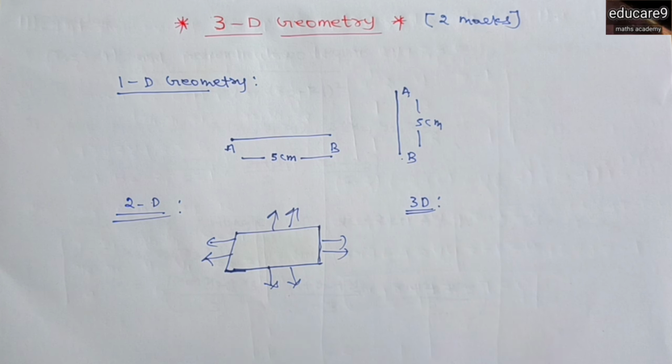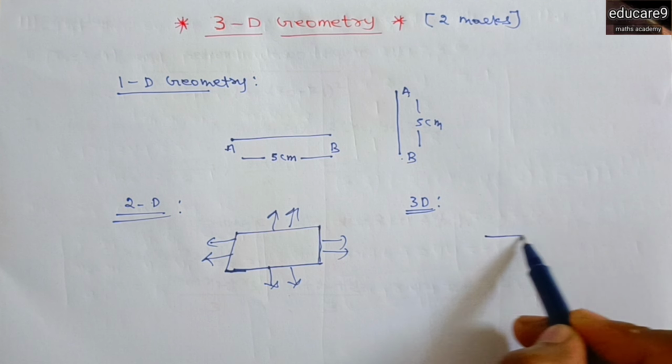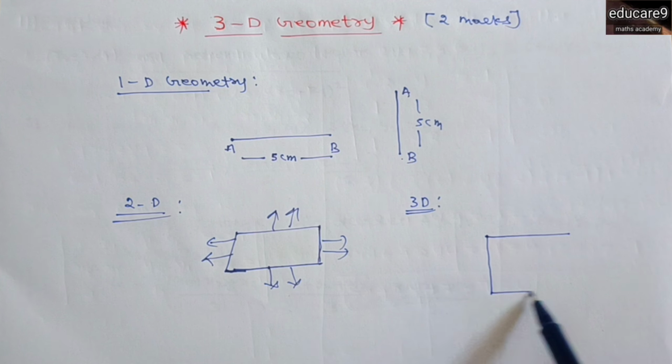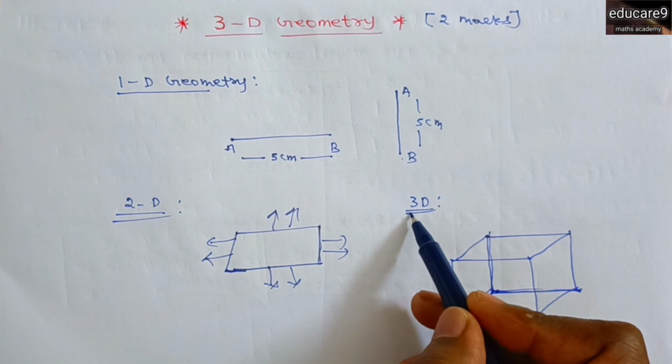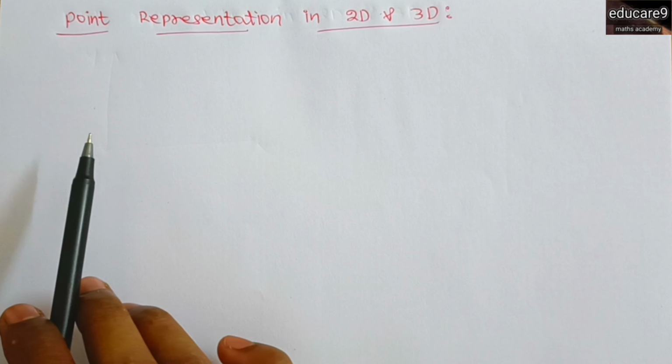And coming to three-dimensional geometry. So 3D means it is having length, breadth and thickness but not particular length, particular breadth. For example, if you consider any cube, see here, clearly this is a cube. So this cube is having length, breadth as well as height. So clearly, it is three-dimensional.